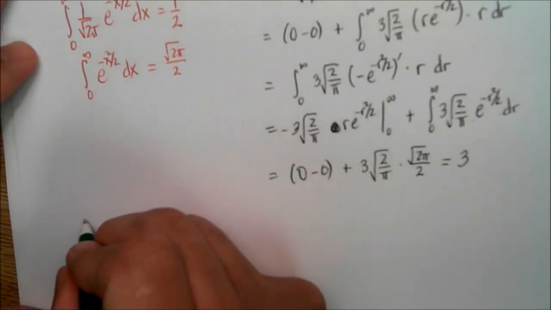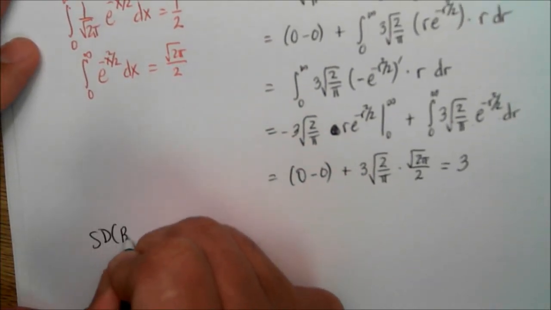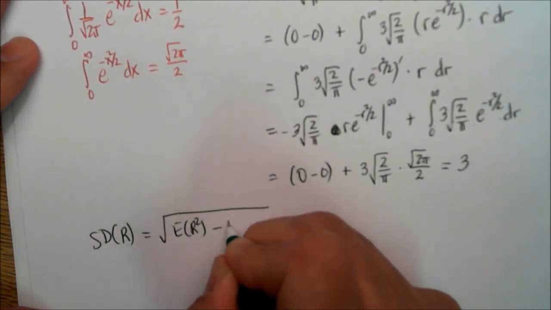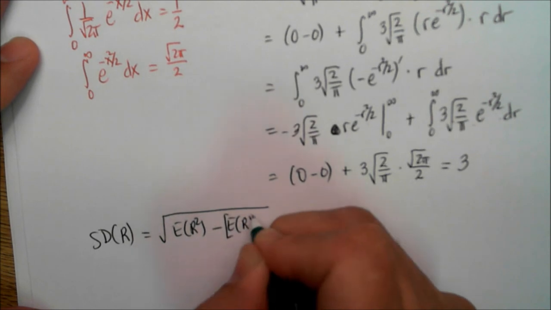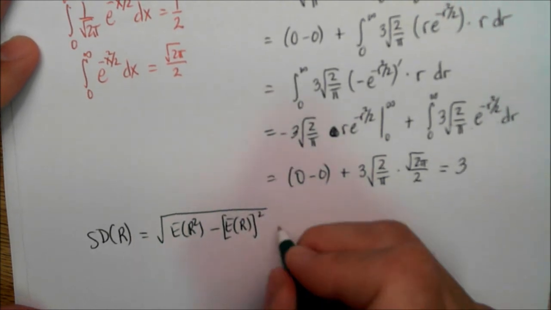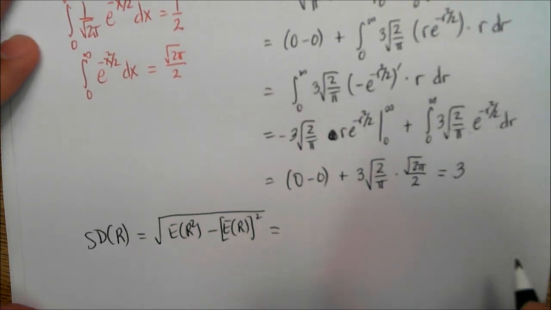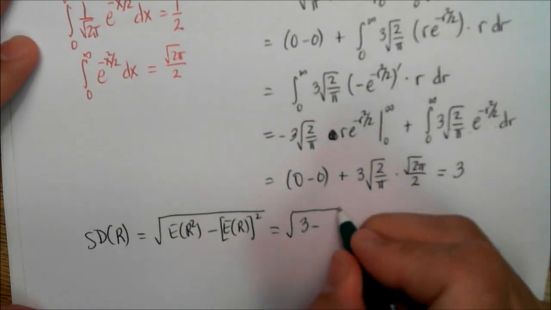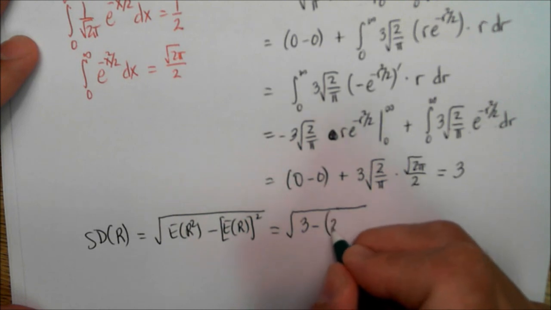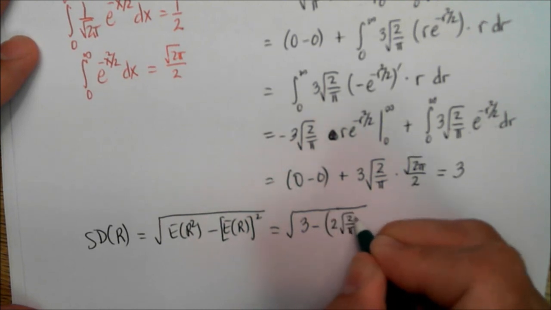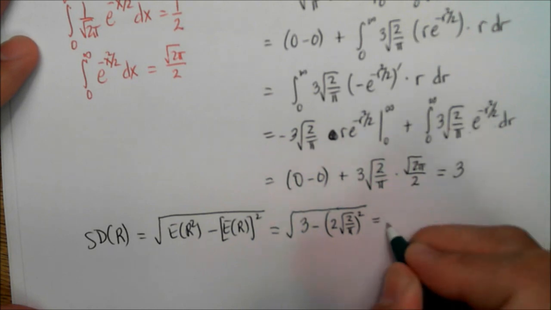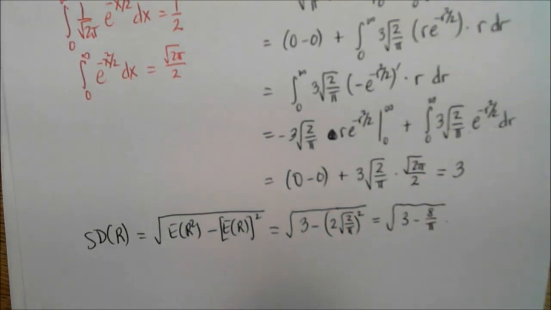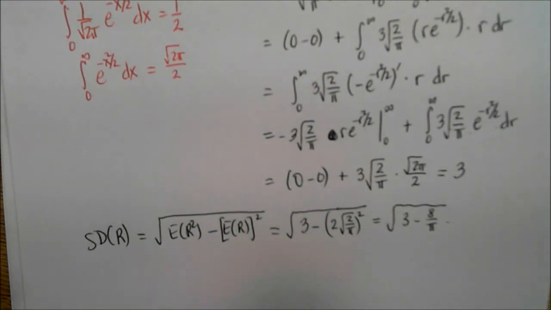Finally, to get the standard deviation of r, it is the square root of expected value of r squared minus the expected value of r, whole thing squared. That's equal to the square root of 3 minus the mean, which we found earlier to be 2 times square root of 2 over pi, squared. And so this works out to be the square root of 3 minus 8 over pi. And so that is the standard deviation of r.